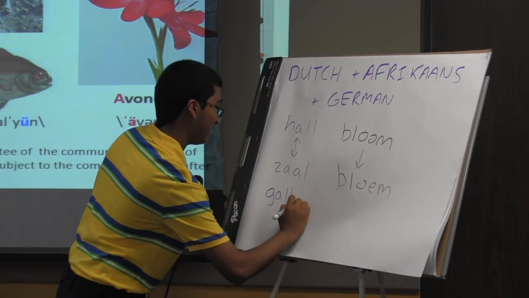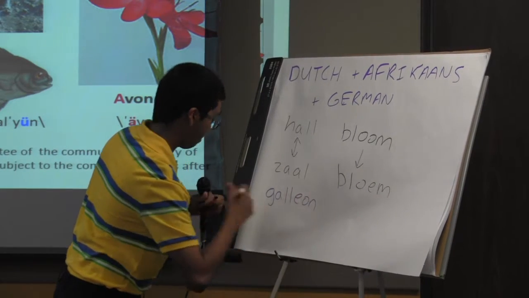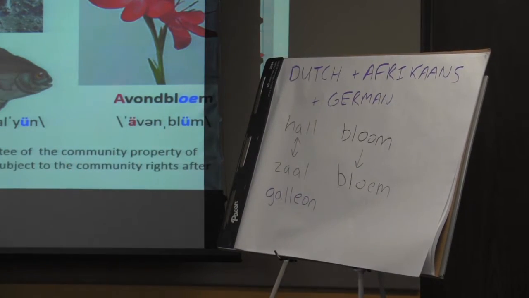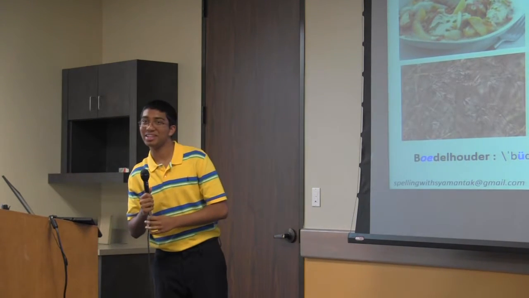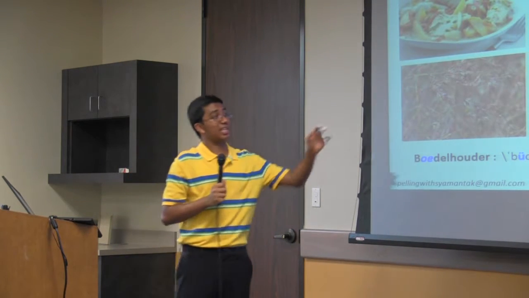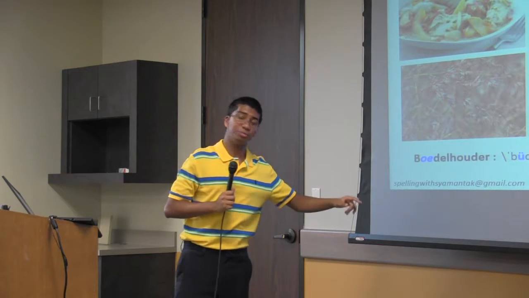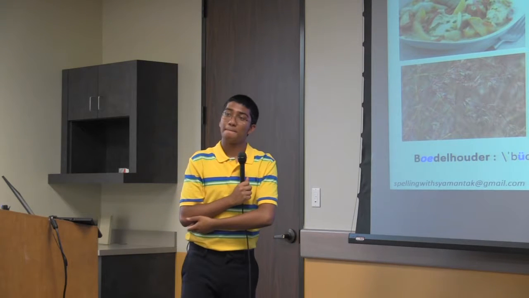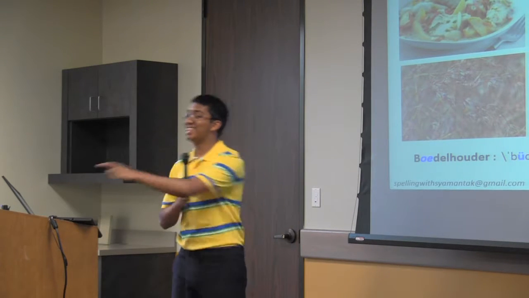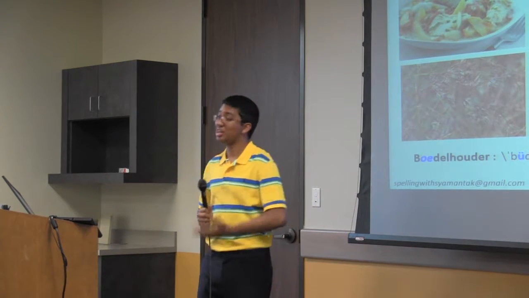G-A-L-L-E-O-N. Yes. Now, this is a fish, right? Not a ship. And that is why you want to make sure you're asking the definition at a spelling bee, right? But this one is galyun, and it's actually not O-O, it's an O-E. And what's the other tricky part about this word? The silent J. Yes, so the J makes a Y sound.